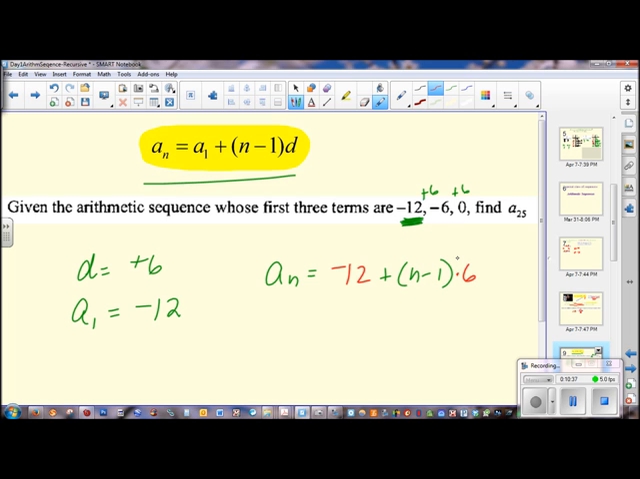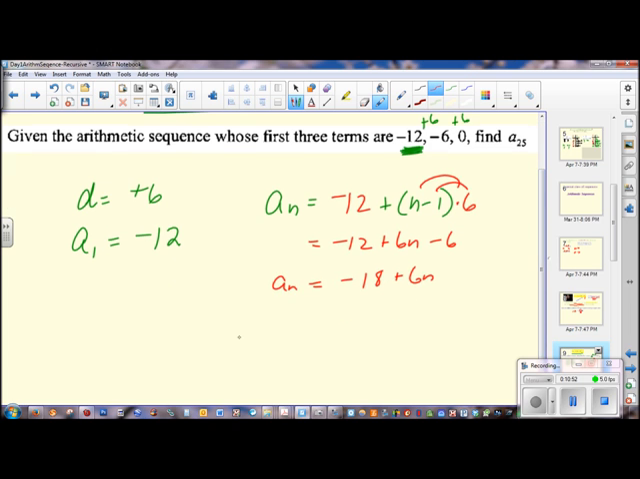And now we'll just clean up. We're reverse distributing that 6. It's going to give me negative 12 plus 6n minus 6, which is going to give me a negative 18 plus 6n. Really, we want to write it with the n term first, just like if we were doing y equals mx plus b. So we'll say a sub n is equal to 6n minus 18. So that is my explicit formula in simplified form, and now I can use that to find a sub 25.